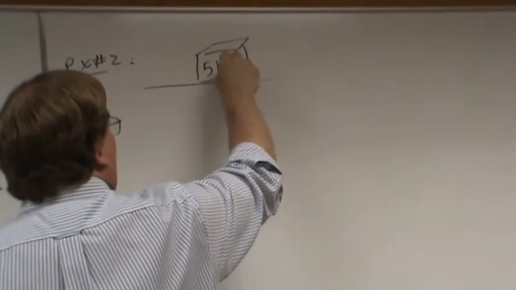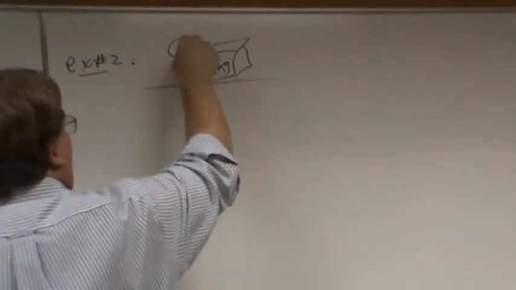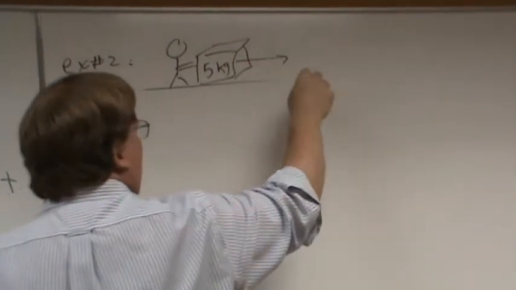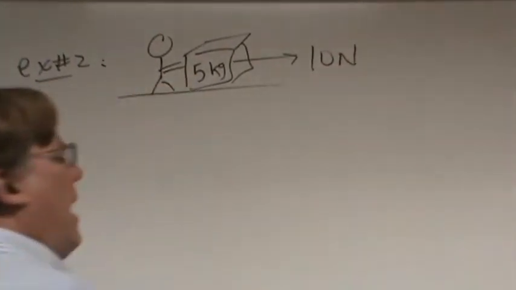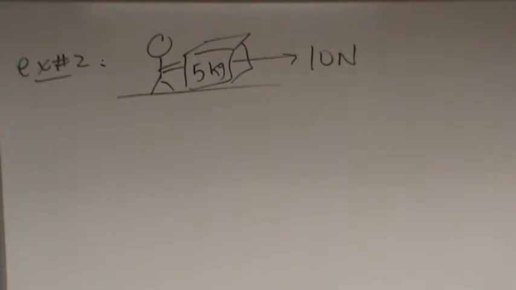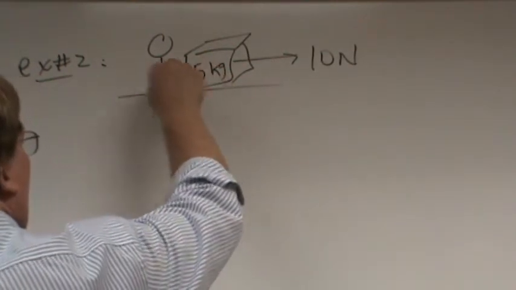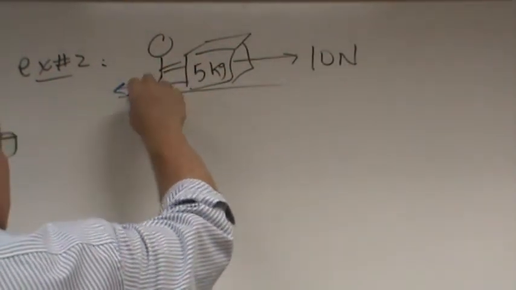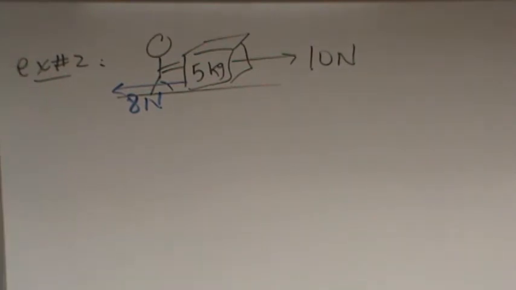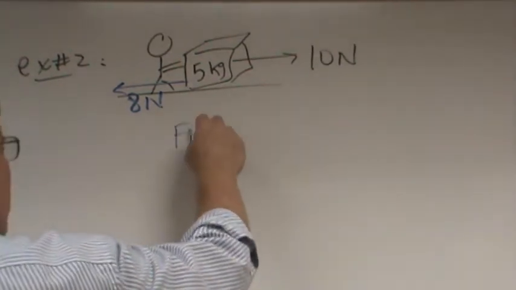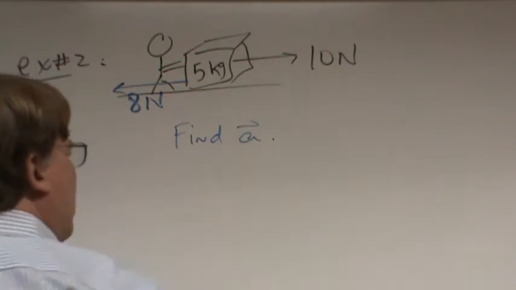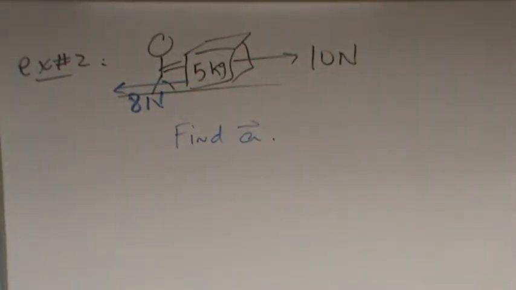This is a 5 kilogram box, and I am sliding this 5 kilogram box because I'm exerting 10 newtons of force on it. So that 5 kilogram box is sliding, but tell me, there's another force acting on this box that's opposing me. What is that force? Yeah, if you're thinking friction, you're right. The floor, friction from the floor. And let's say the floor is exerting 8 newtons of friction that opposes me. I'd like you to please find the acceleration of the box. What is the acceleration of that box?